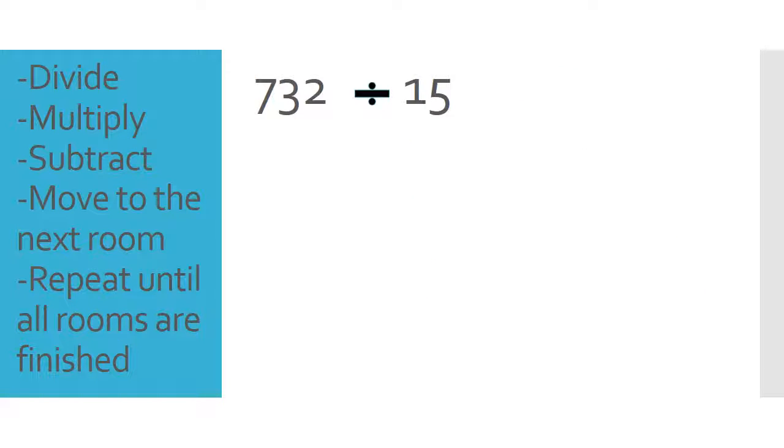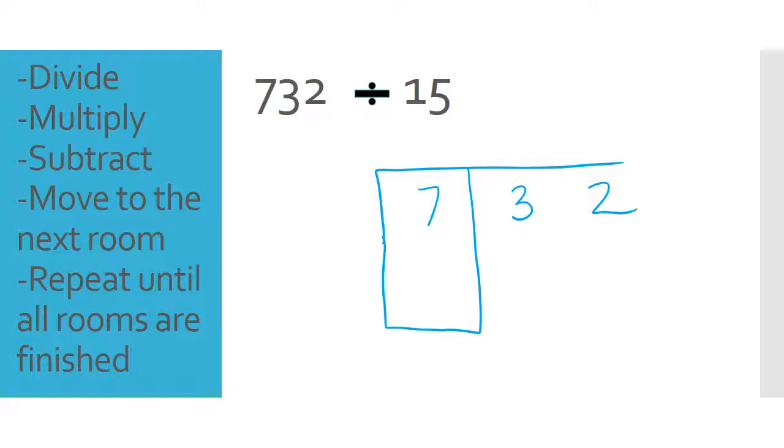Let's take a look at a problem that's got a 2-digit divisor. I've got 732 divided by 15. It's going to be the same process. 732 is the first number, so it goes in the house. There's my house, 732, but I'm going to give it rooms because this house has 3 rooms. It's a 3-digit number, and I'm dividing by 15.